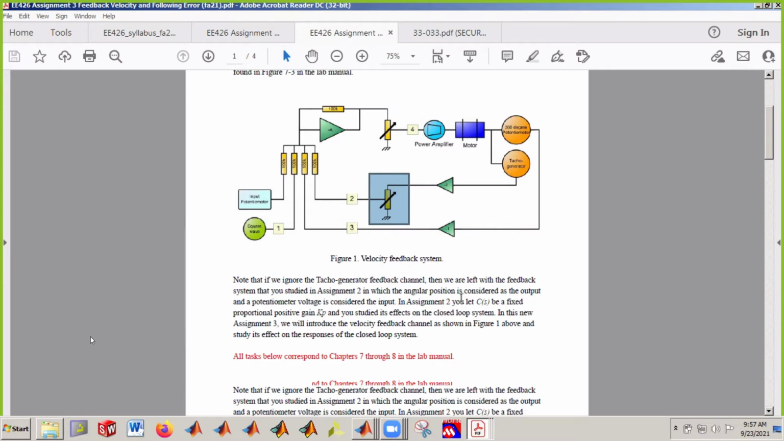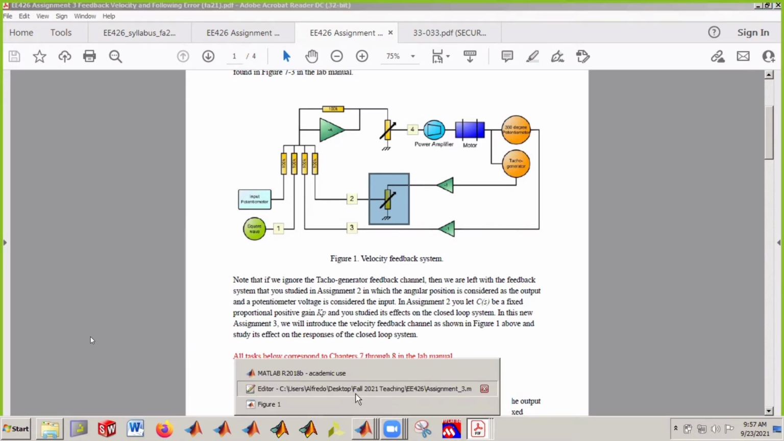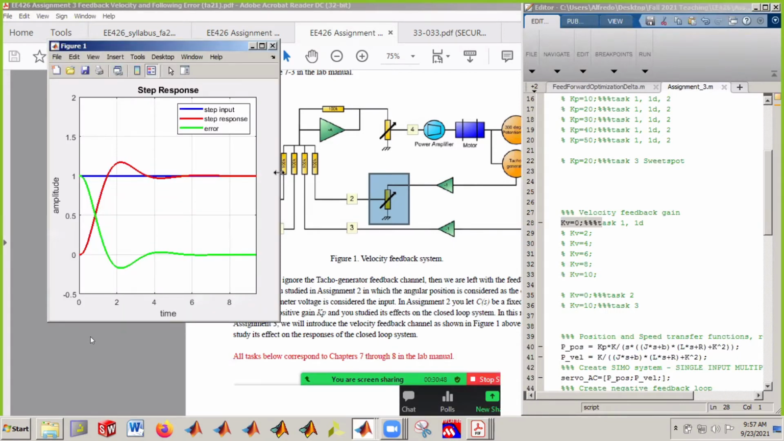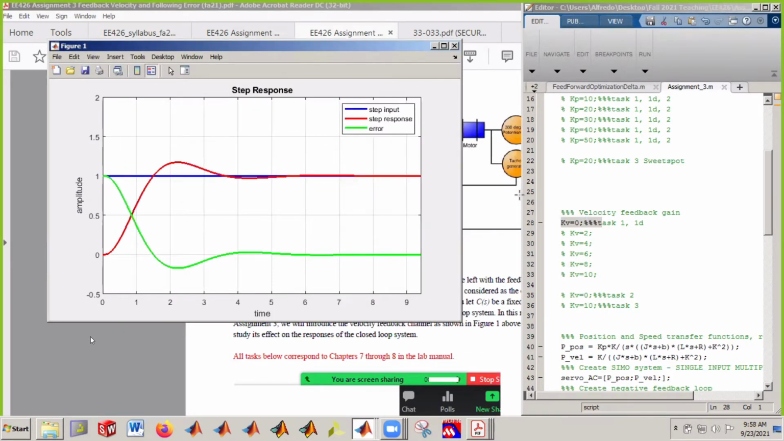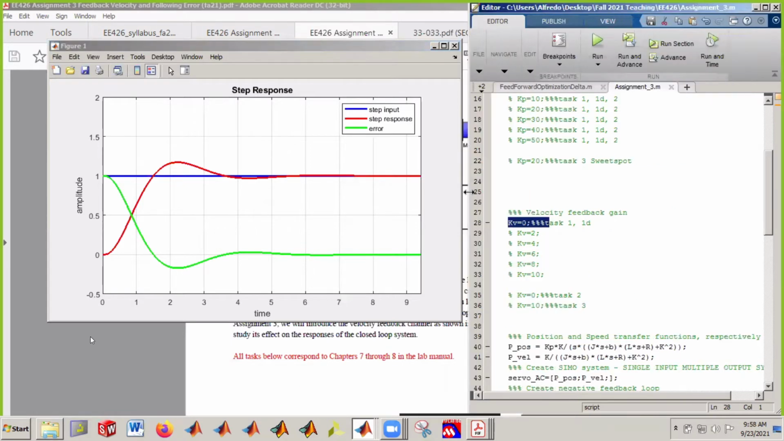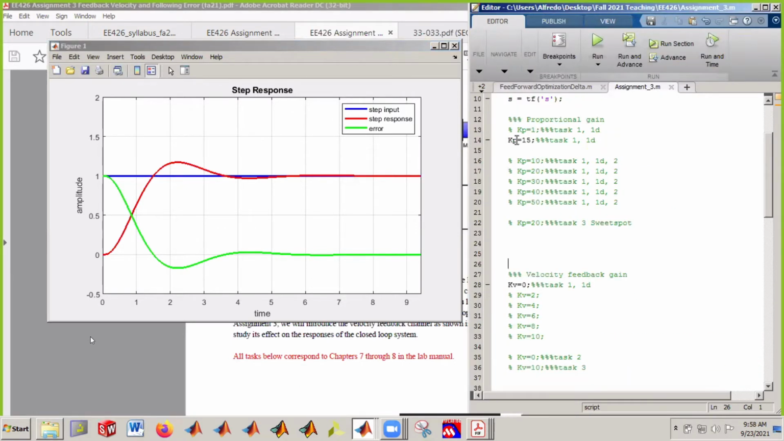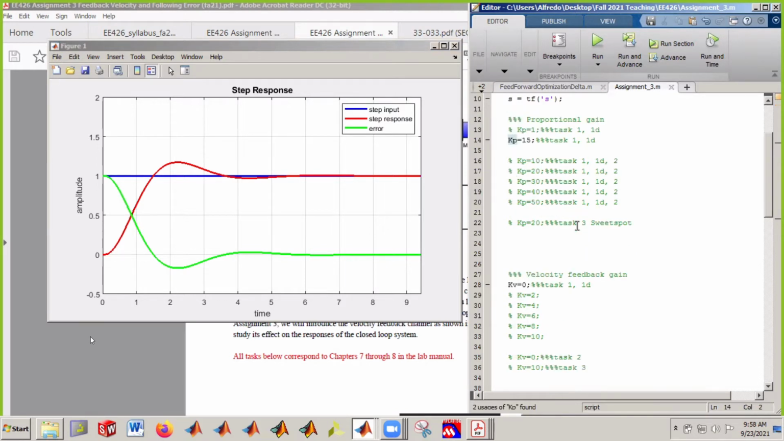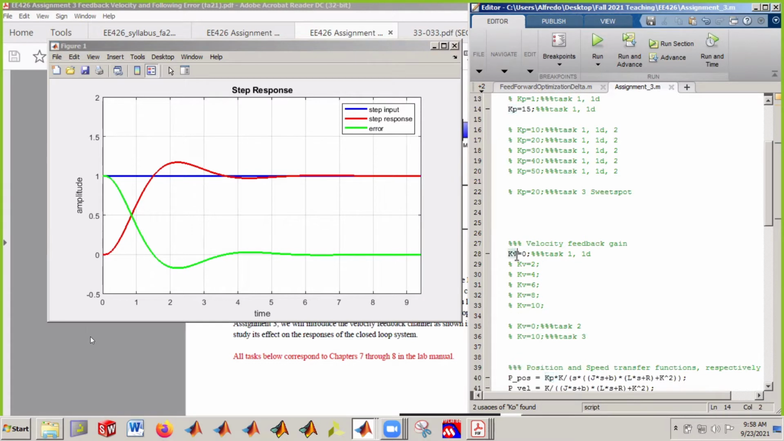Without me telling you, I'm just going to go into the code, but you have to understand what I'm doing here. This is the figure we're going to start with. KP is equal to 15. As you see here, I have a lot of values that I want to test out, but eventually I will do that. So KP is equal to 15, KV is equal to 0. That means this is a system we already know, and this is nothing new.